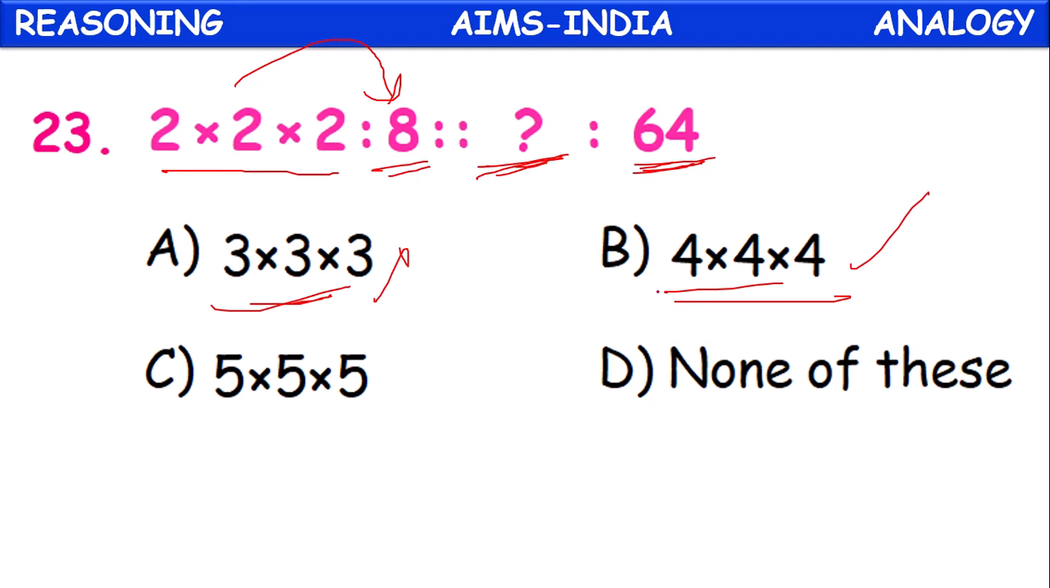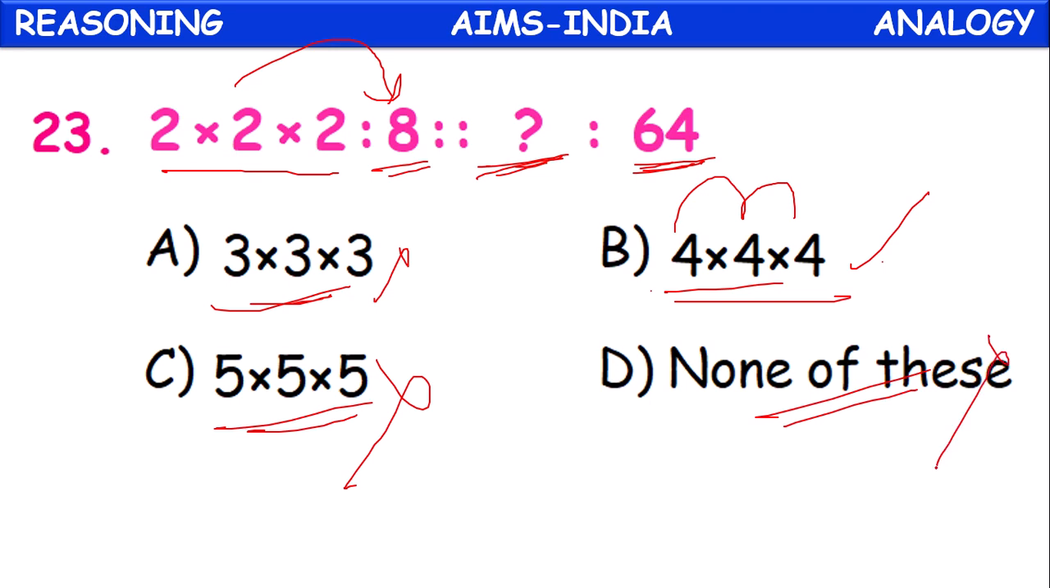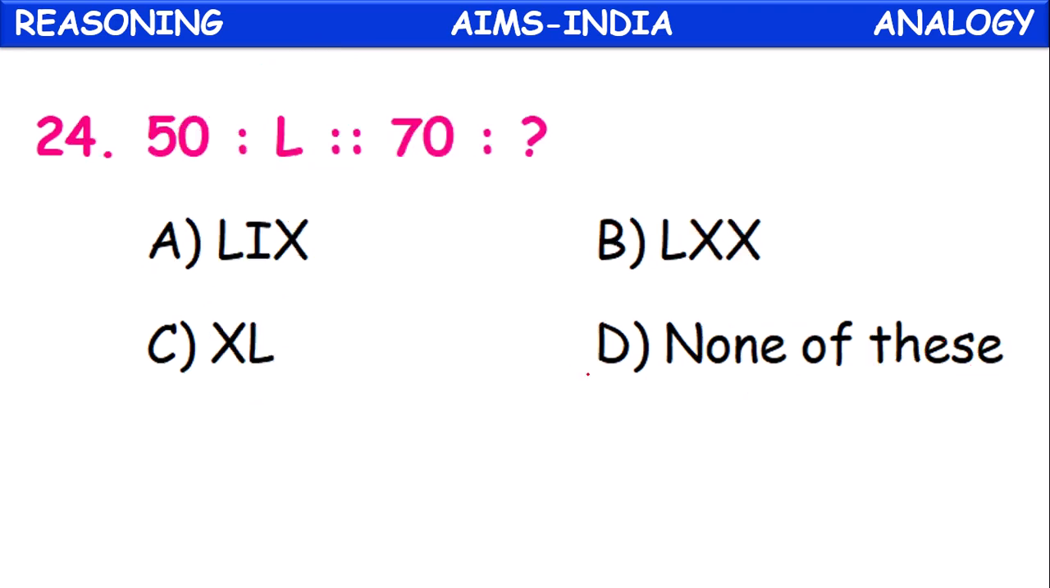So 2 into 2 into 2 related to 8. Their product is 8. Then dash is related to 64. Means whose product is 64? 3 into 3 into 3, wrong. 4 into 4 into 4, 4 4 times 16, 16 4 times 64, correct. 5 into 5, wrong. None of this, wrong. Option B is correct.